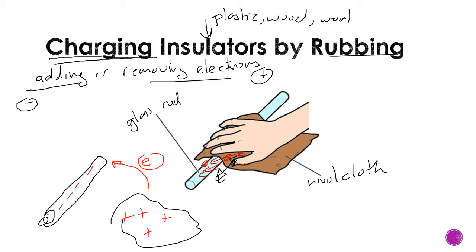Now, this is not always the rule. Now, here's the thing. Just because I said the cloth gives the rod electrons doesn't mean that every time the cloth will give the rod electrons. No, it depends on the materials.